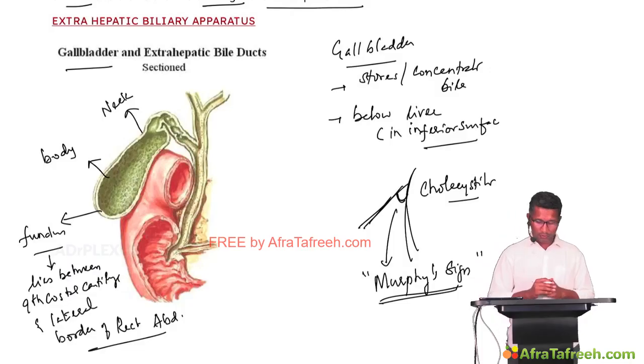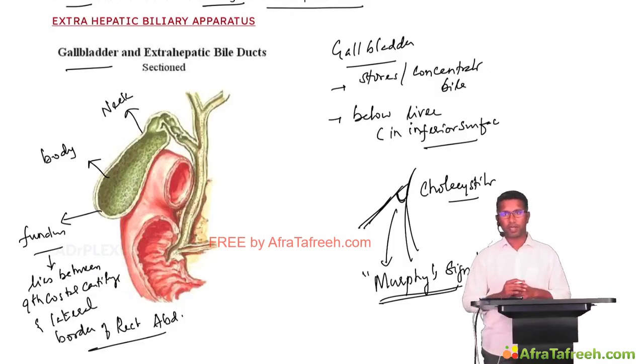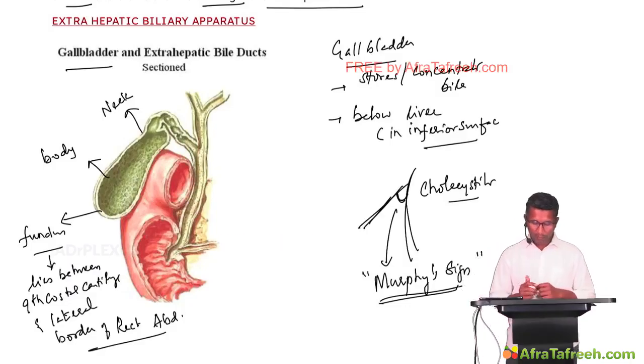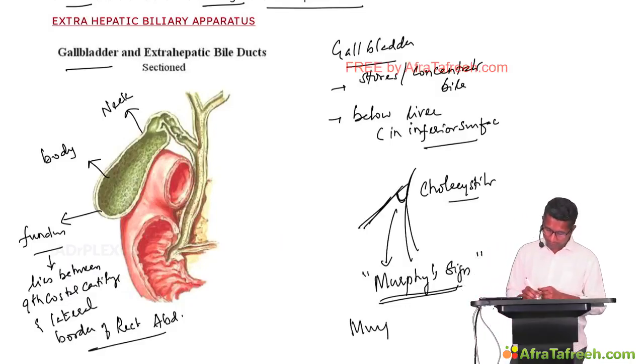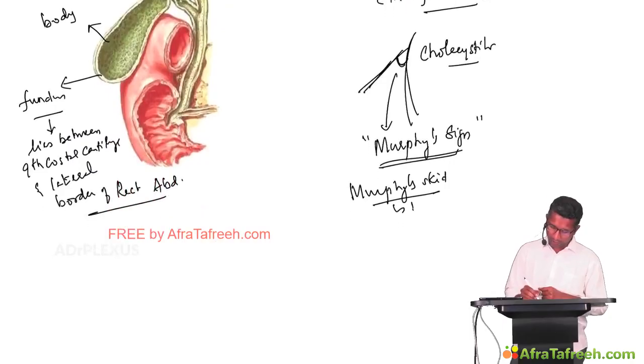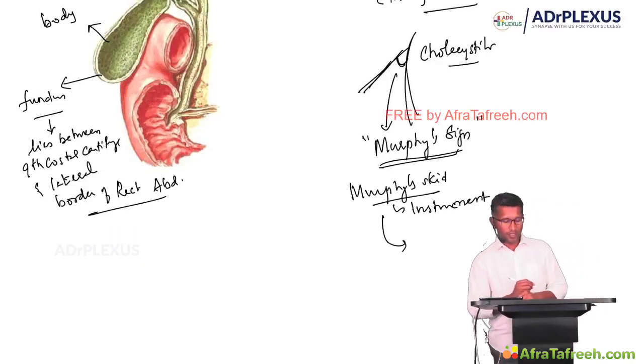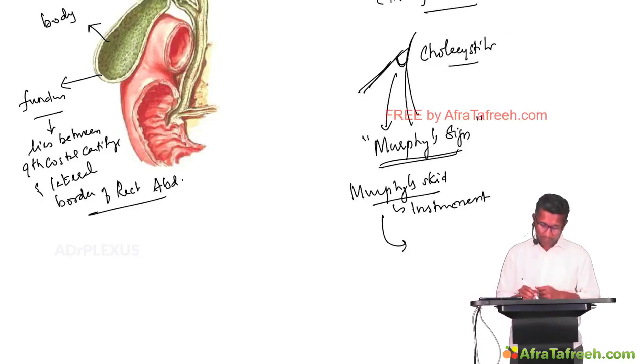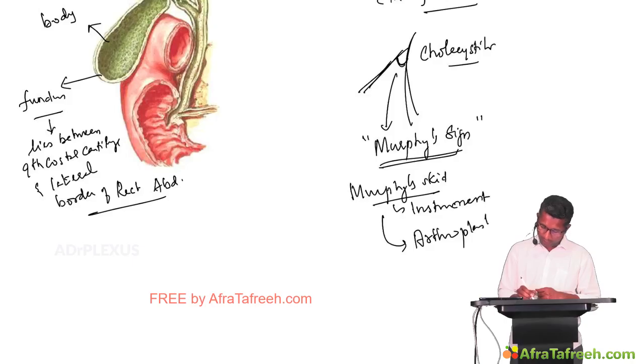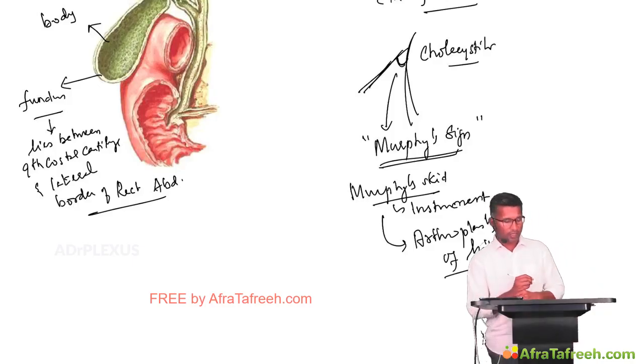There is also a kid called Murphy's kid. Can anybody tell me where you get Murphy's kid? There is an instrument, again in ortho, called Murphy's kid. Murphy's kid is used in orthopedics while doing arthroplasty of the hip region.